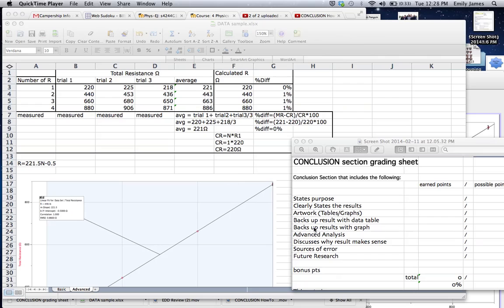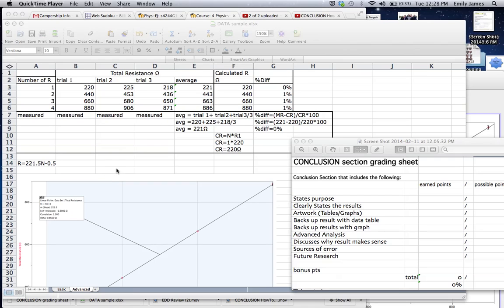Then I need to show you artwork. So I want in the conclusion for you to show me what your data tables and graphs look like. Then I'm going to back up my result with the data. So I'm going to say this is clearly shown in the data table. For one resistor, the resistance was only 221 ohms. But by the time we got up to 4 resistors, the resistance was 886 ohms. This clearly shows an increase in the resistance as the number of resistors increased.